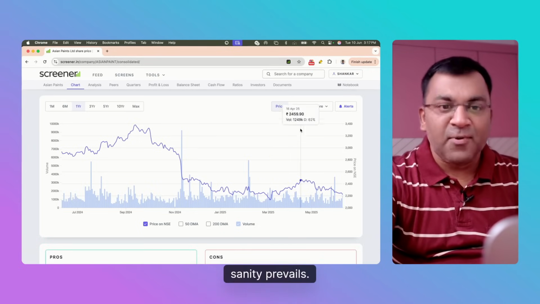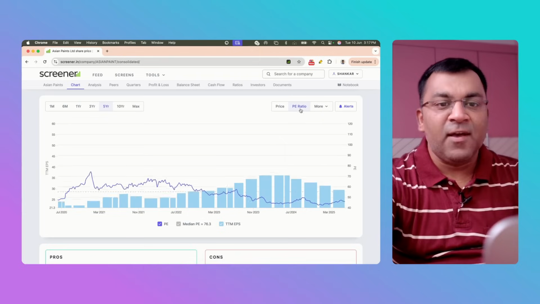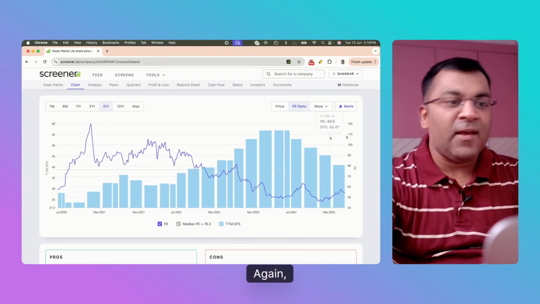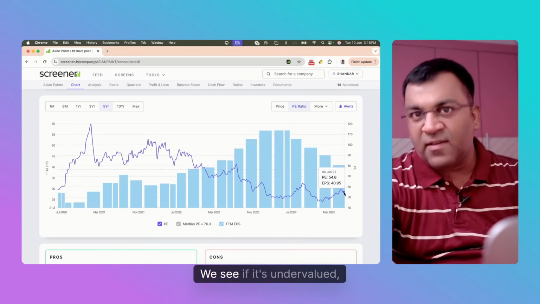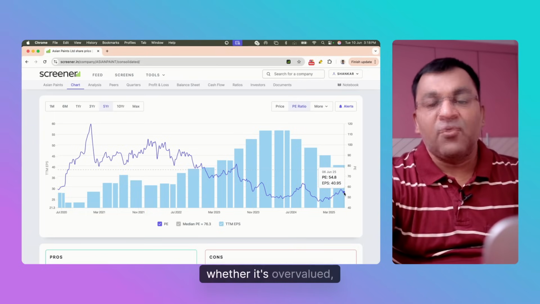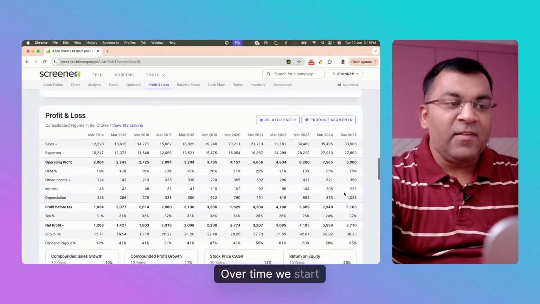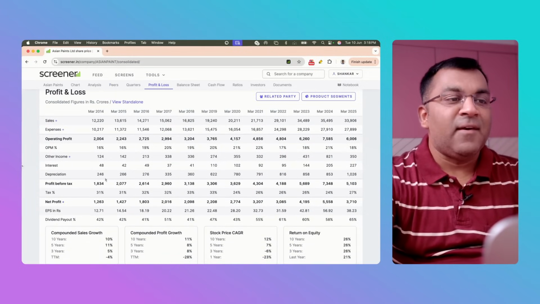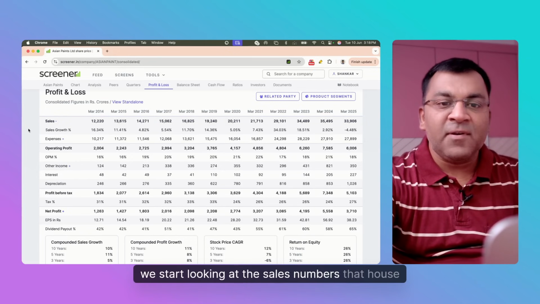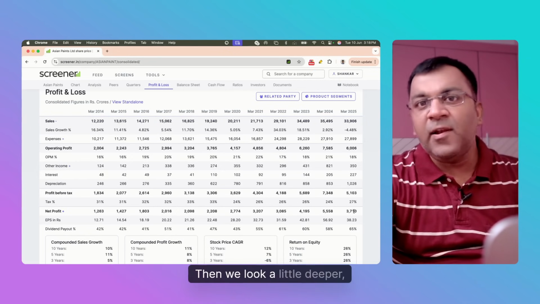Over time, sanity prevails. We understand that there's something called valuation that becomes important. Again, we try and see what's the median P/E ratio. Where is it right now? We see if it's undervalued, whether it's overvalued. Over time, we start getting a bit more numberish and we start looking at the sales numbers, how the growth has been.